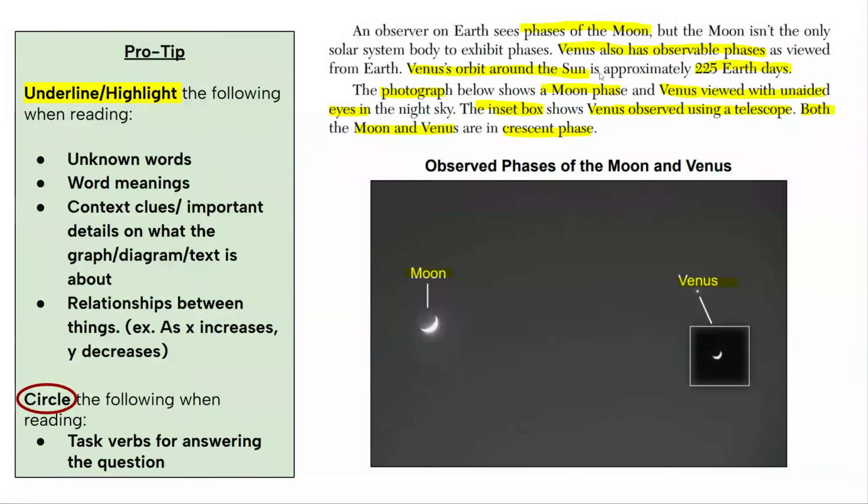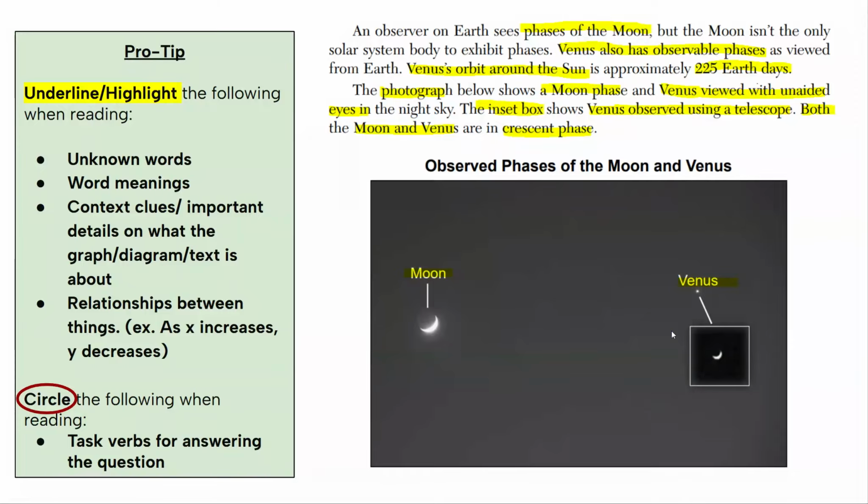Venus's orbit around the sun is approximately 225 Earth days. This is an important context clue, so I'm going to highlight Venus's orbit around the sun. What is it? 225 Earth days. The photograph is talking about this photograph, so I'm going to highlight that. Below shows a moon phase, which seems to be this. So I'm also going to highlight this on the picture.